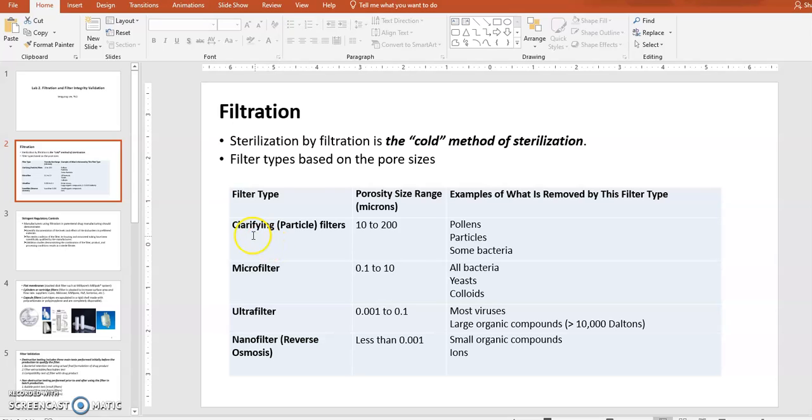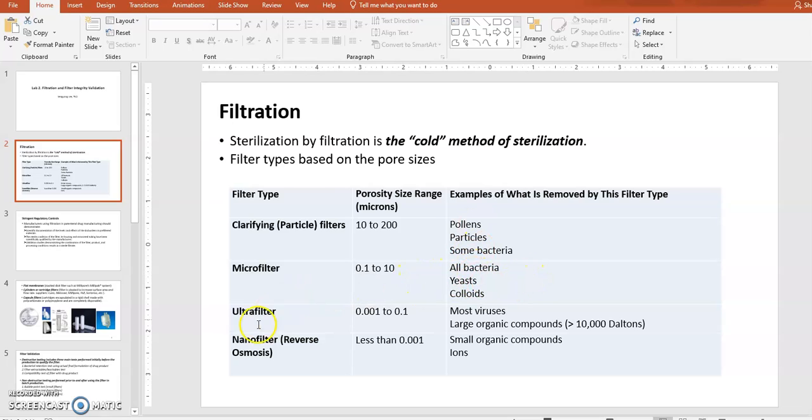There may be macro filters, or you can call them clarifying filters, because those are used as pre-filters to remove large particles like pollens and aggregates and things like that. The pore size is about 10 to 200 micron. And the microfilters have pores small enough to trap all the living cells, including bacterial cells, yeast cells, and those things. Normally, think about a HEPA filter. The pores are small, like 0.2 micron, so you can trap most of the particles as well. Normally it's a 0.2 micron microfilter that's used as a sterile filter.